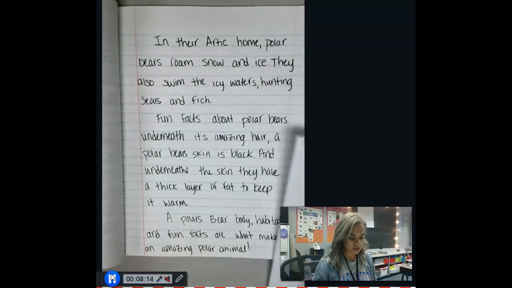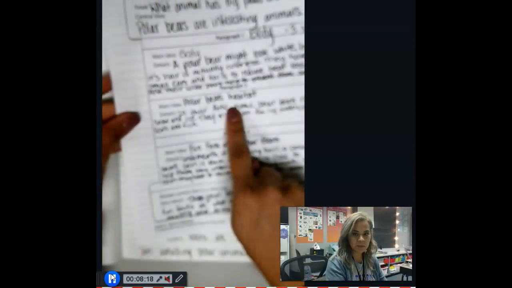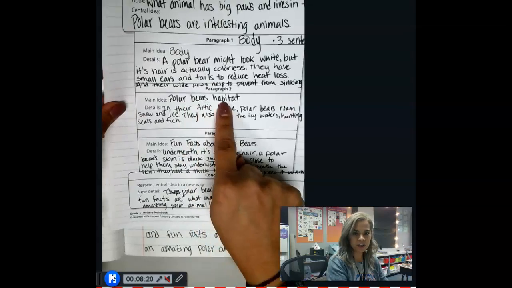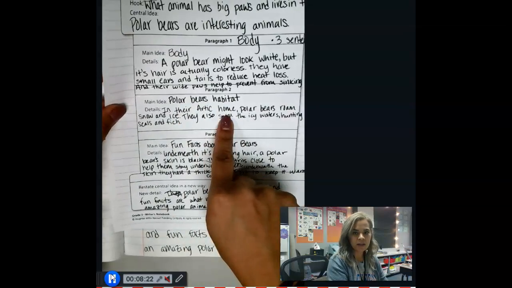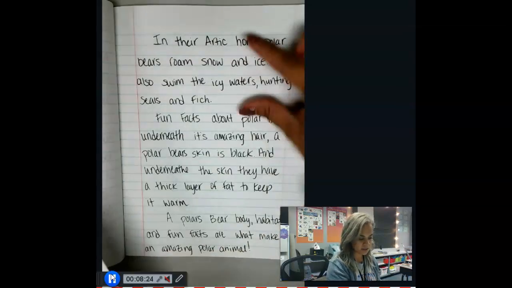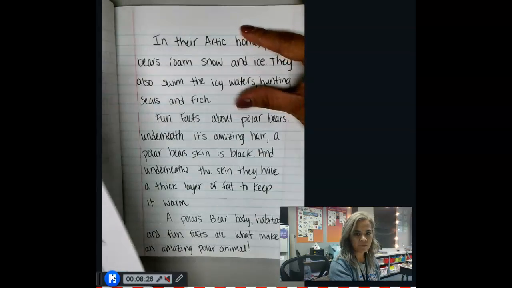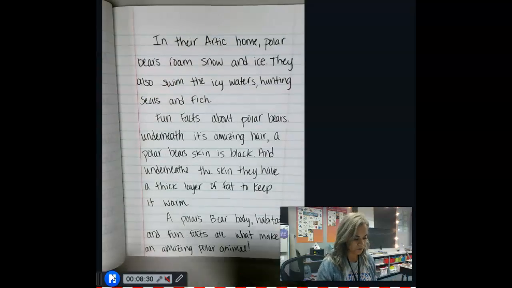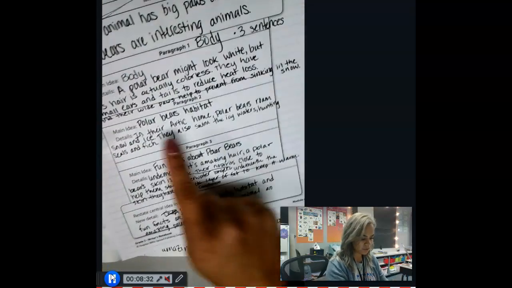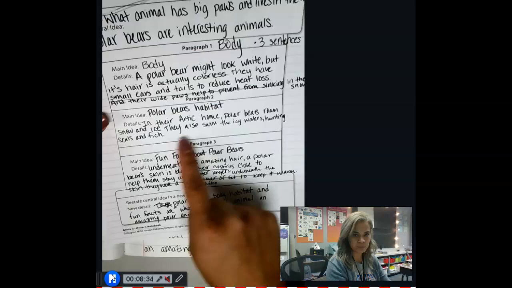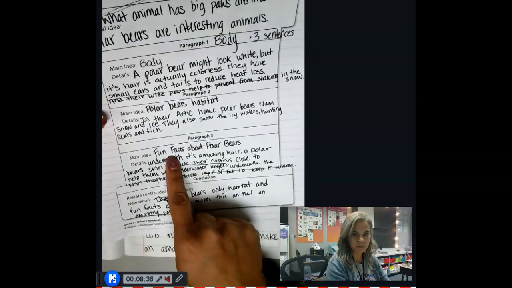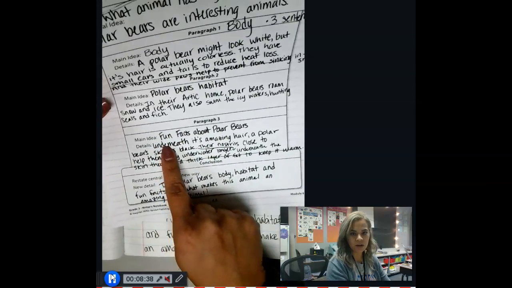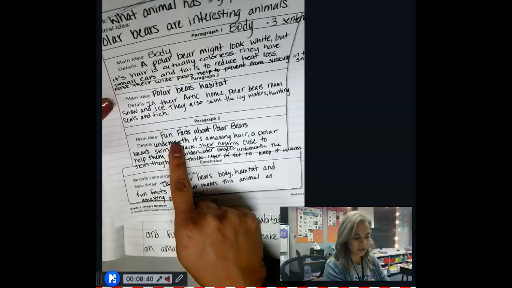Alright, and so then you'll continue with your body paragraph 2. So here's my body paragraph 2, polar bear's habitat. I'll rewrite these details and sentences as my body paragraph 2. Don't forget to indent and to skip lines. After you write all of your details from paragraph 2, you'll move on to body paragraph 3, where you'll write all about the fun facts about your animal.